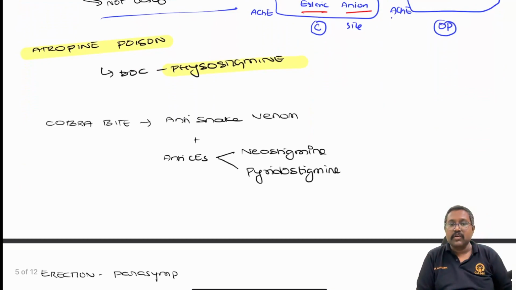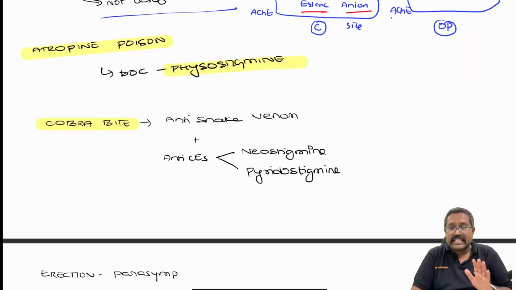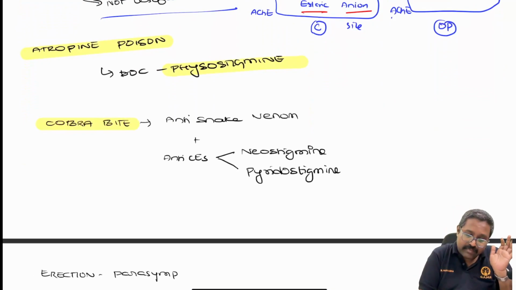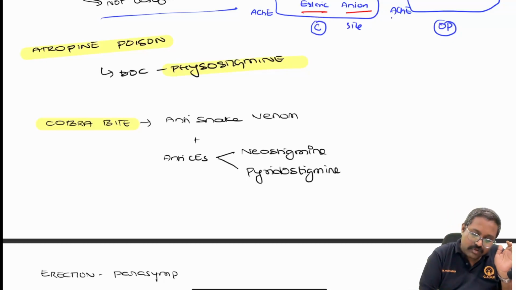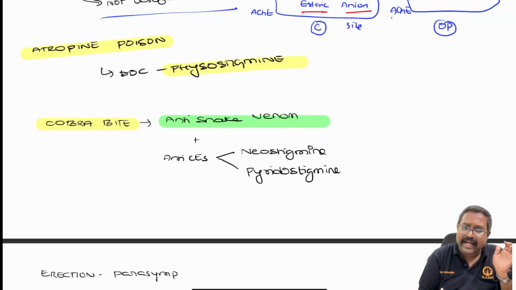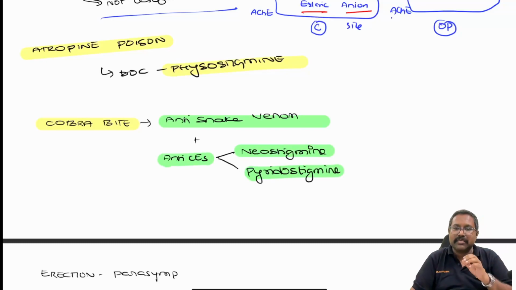So next comes the cobra bite. In case of cobra bite, the first thing you need to give is the anti-snake venom. Even if in the options they give neostigmine, pyridostigmine, if you find the option as anti-snake venom, please go for anti-snake venom. Anti-snake venom is the primary or preferred drug. Along with anti-snake venom, you can have the anticholinesterases, basically neostigmine and pyridostigmine, which reverse the muscle paralysis.